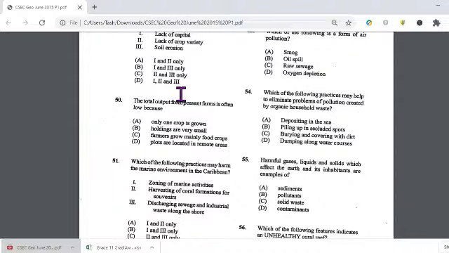Harmful gases, liquids, and solids which affect the earth and its inhabitants are examples of. So we have sediments, pollutants, solid waste, and contaminants. This question, I'm assuming, is going to pose a little bit of a challenge for some of us. So I'm going to ask you what the answer is. What is your answer for 55?